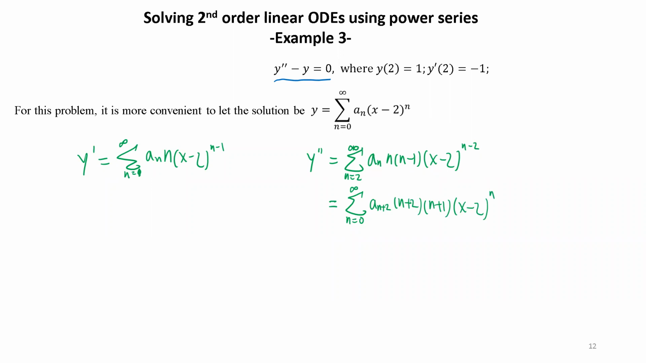So then with that, substituting this and this back to the equation, the recurrence relation that you find is the following, right?